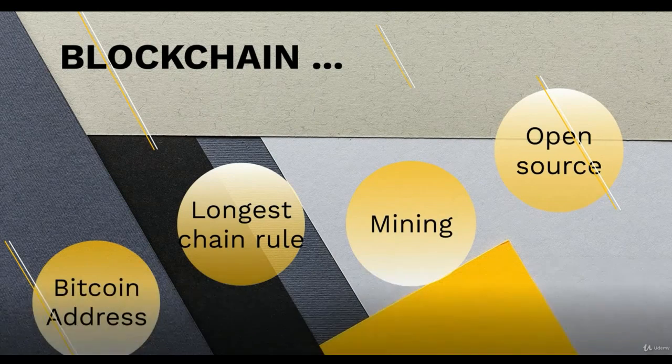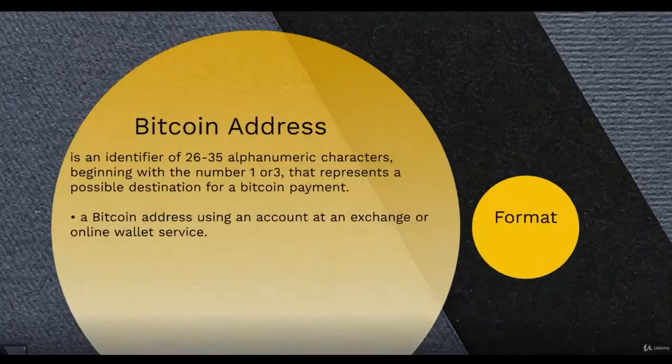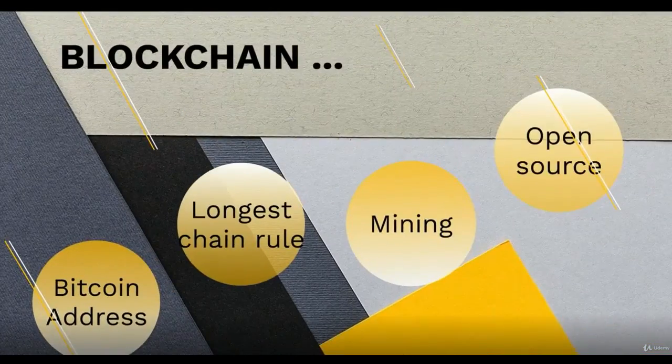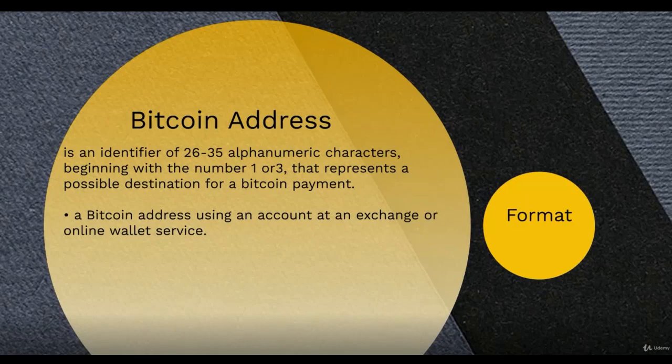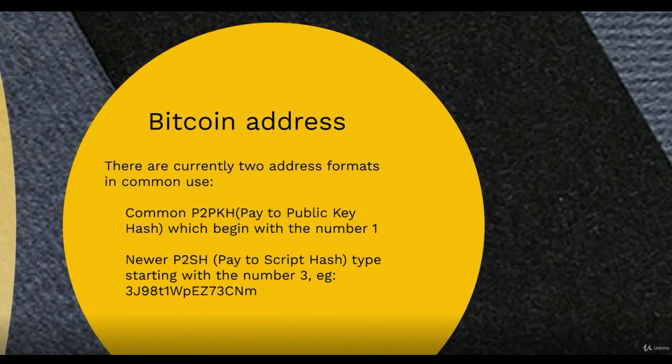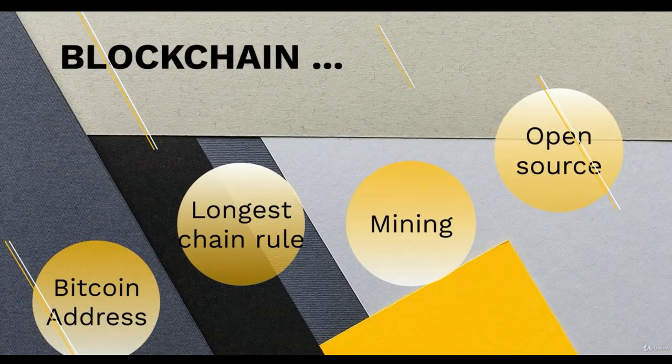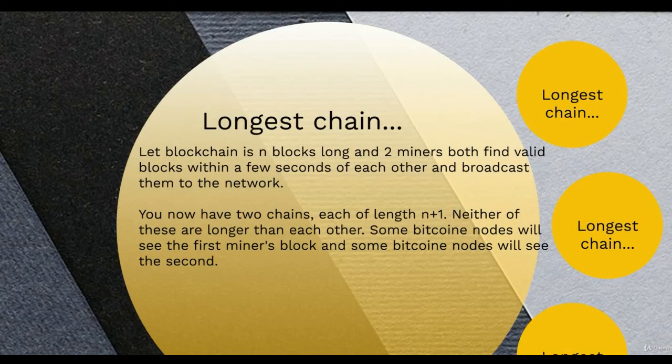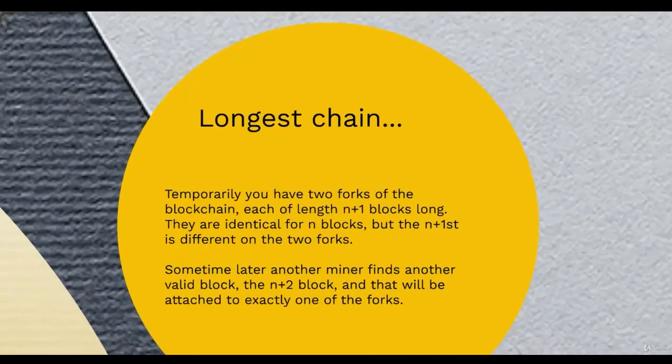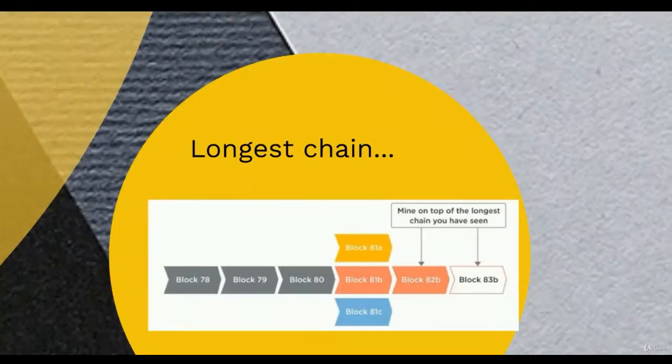So we have seen about the Bitcoin addresses. We have seen the types of addresses, or the different formats we have in the Bitcoin address. Then we looked into the longest chain rule. So we saw what the longest chain rule means, when the longest chain rule will come into play, and we have seen what happens to the remaining blocks and all.